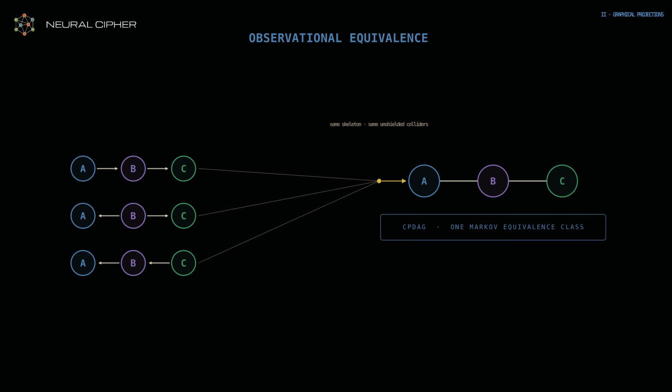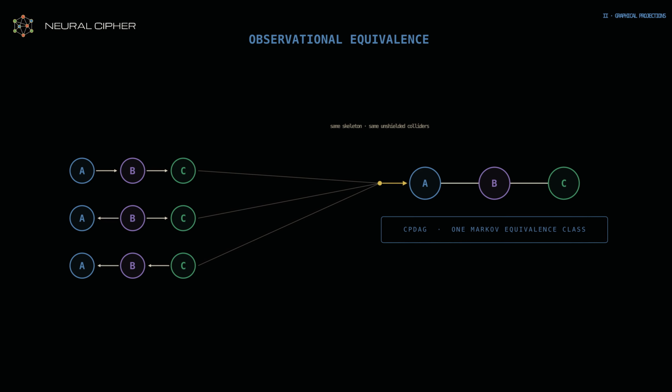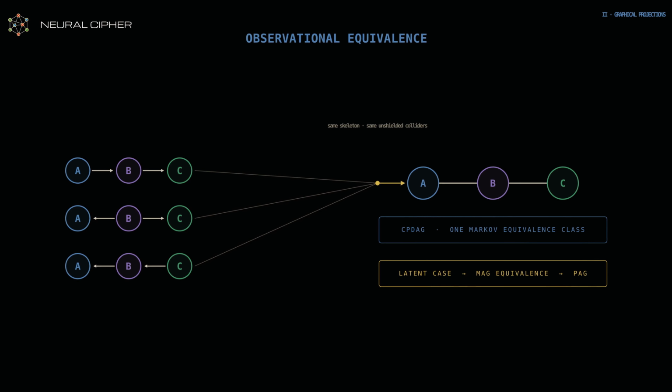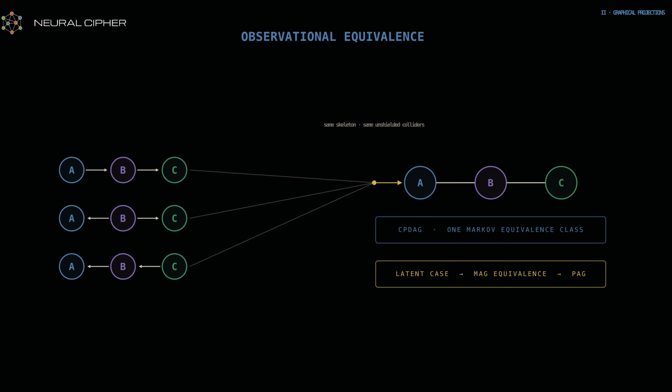With latent variables, partial ancestral graphs play the analogous role for equivalence classes containing directed and bidirected uncertainty. These representations state which edge marks are compelled and which remain unresolved by the assumed independence information.